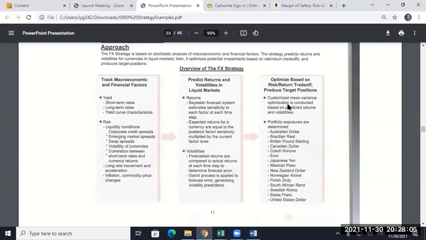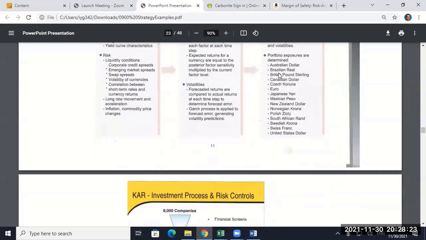Now, how many currencies are there in the world that you can actually liquidly trade? I've looked at Costa Rica. I don't think you can trade Costa Rica's currency. So there's a lot of countries that have currencies that you can't actually trade. Australian dollar, Brazilian real, British pound, Canadian dollar, Czech koruna, the euro. Now, the euro messed things up, didn't it? You went from like 15 currencies to suddenly you had one overnight. The yen, the peso, the New Zealand, Norwegian, Polish, South Africa, Swedish, Swiss, US dollar.